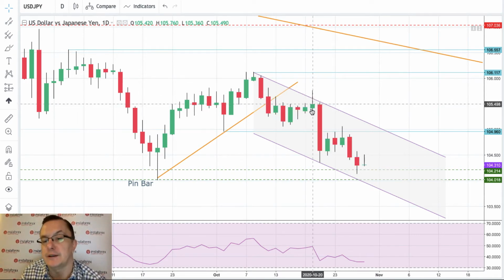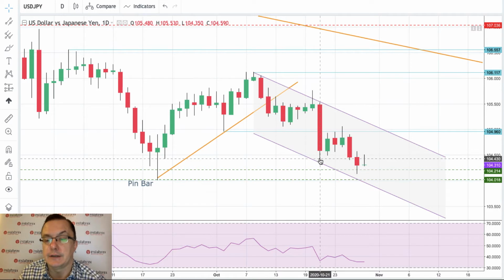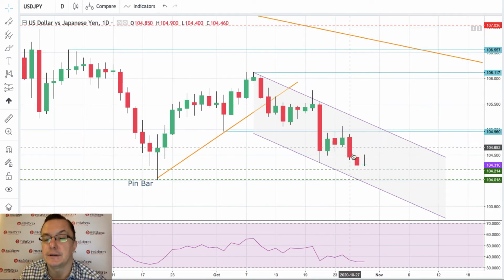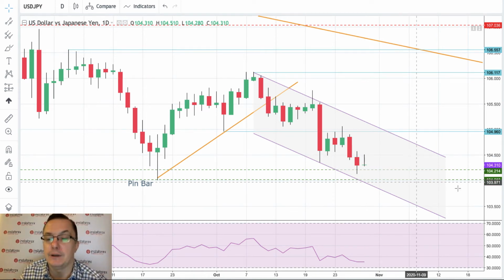a false breakout, kind of a shooting star, almost a doji candle. So that's a very bearish indication. Then you have a confirmation, retracement, move down. Now we are doing the retracement again. So we hit the 104.21.